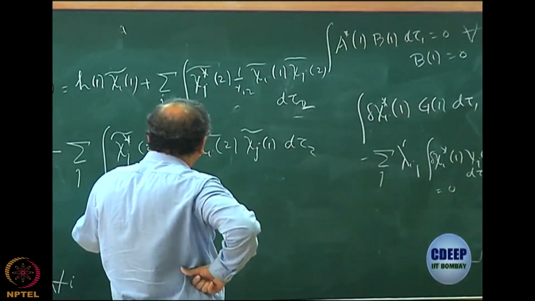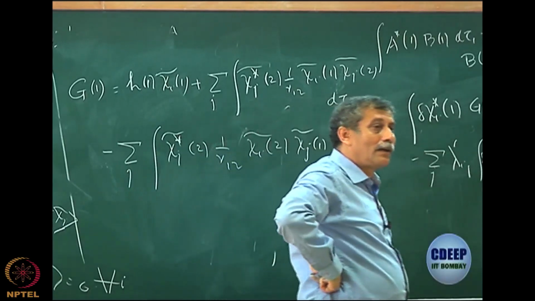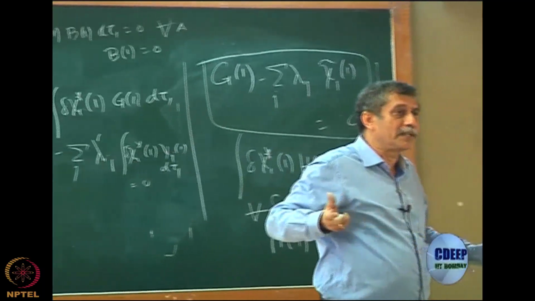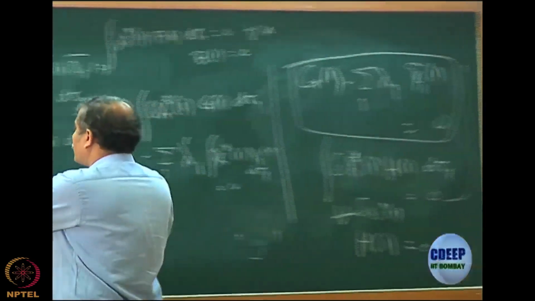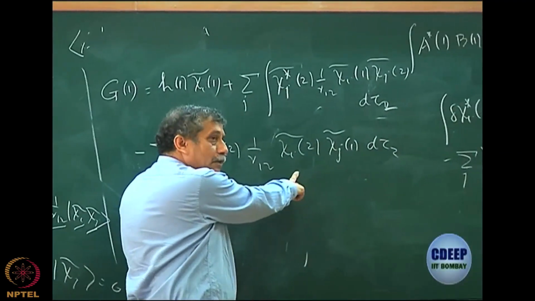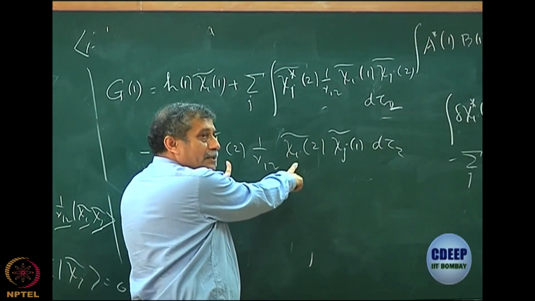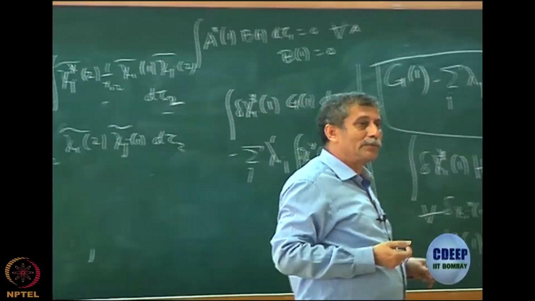Why? You have a 1 by r12. What is this multiplicative term? No, it's a space orbital. If they are opposite spin, that is 0. If they are same spin, spin will not integrate. There will be space orbitals of these, space orbitals of these, which have to be integrated along with 1 by r12.